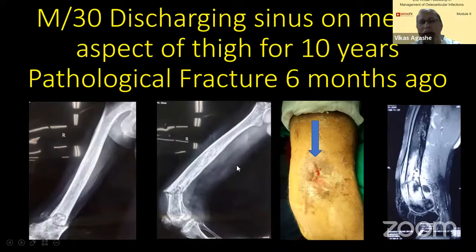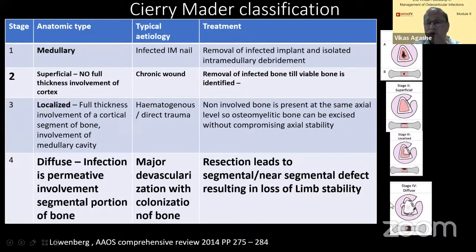So a young man presented with a discharging sinus on the medial aspect of the thigh for 10 years. And just 6 months prior to presenting at our place, he had developed a pathological fracture. So he approached us with a pathological fracture and a sinus on the medial aspect of the thigh. Here you can see the medullary signals and he has a fracture. Therefore, it obviously falls into type 4 or stage 4 Cierny-Mader. He's a young man, no comorbidities, so host type A.